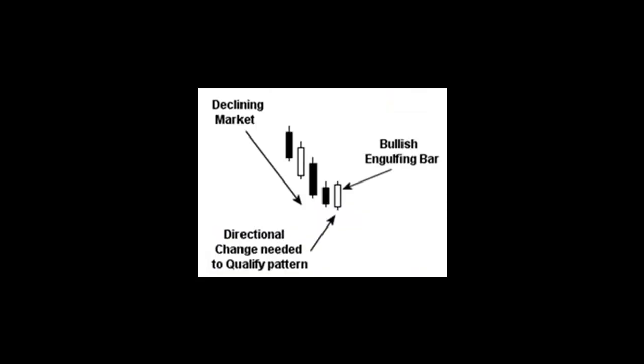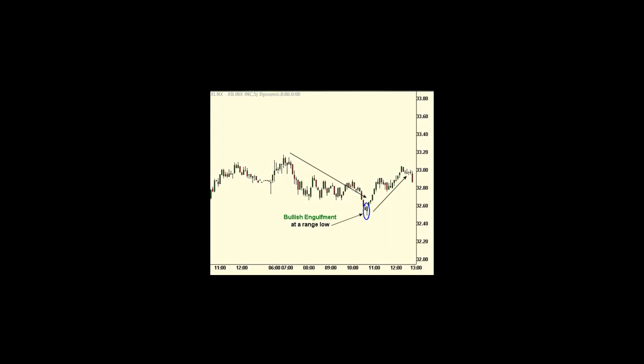Here's the bullish engulfment pattern found at a range low, denoting a directional reversal bar that qualifies the setup. It's most productive when it sets up like this at a key level of support. Here's a practical example of a bullish engulfment reversal showing itself after a decline at a range low on a 5-minute chart. This is on the semiconductor Xilinx.